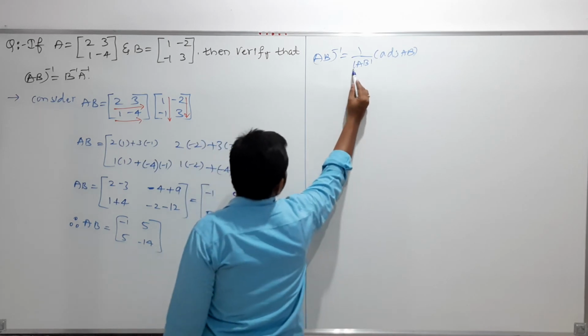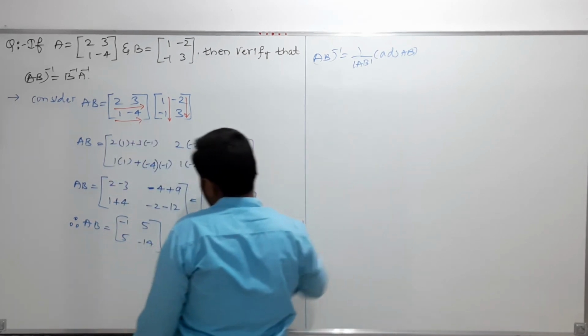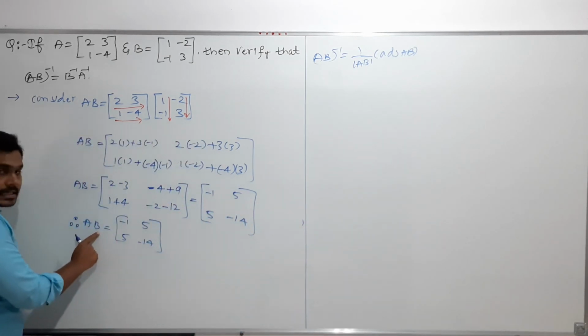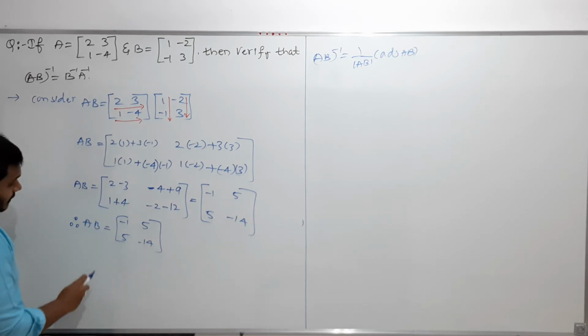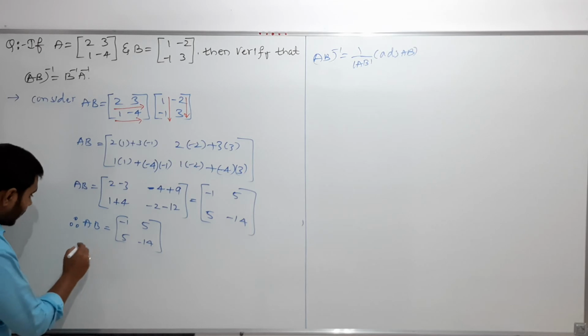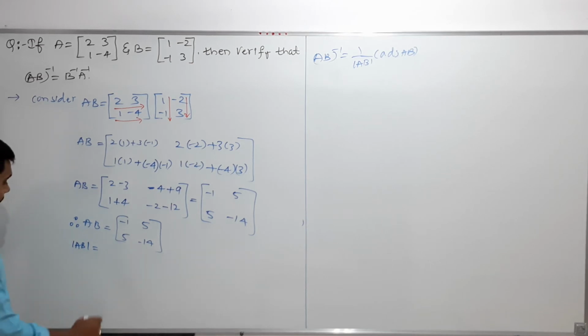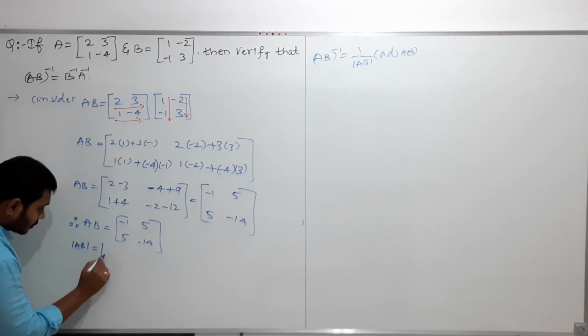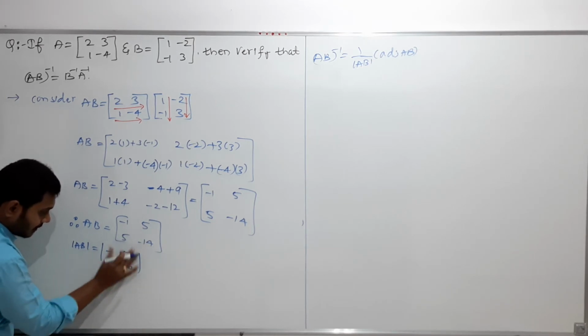So for this, what is required? Determinant of AB as well as adjoint of AB is required. Already I calculated AB here. Now I will calculate the determinant of AB. So how to calculate the determinant of AB, my dear students? Here it is. The determinant of AB is the determinant of [[-1, 5], [5, -14]]. I am taking the determinant of this matrix.